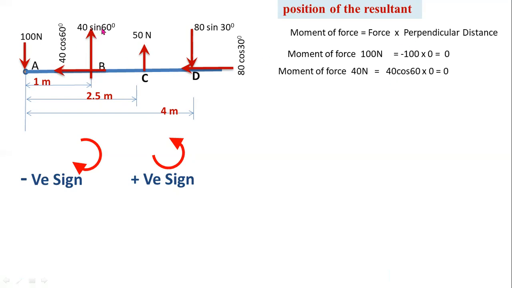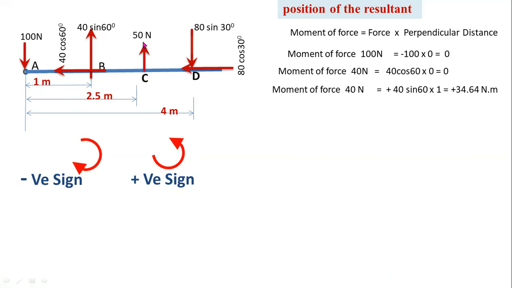Now 40 sin 60. The moment of force 40 sin 60 about point A. It is acting upward at a distance of 1 meter from point A. So 1 meter is the perpendicular distance between force 40 sin 60 and point A. This force is acting upward, so it forms an anti-clockwise couple. So you have to consider the positive sign: plus 40 sin 60 into 1, which is 34.64 Newton meter.